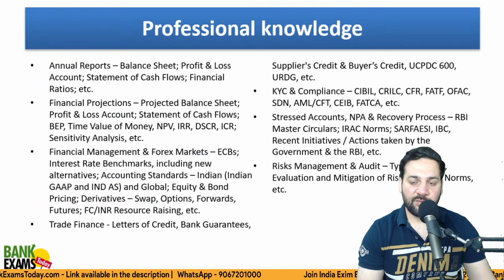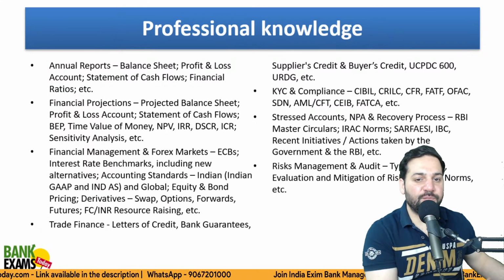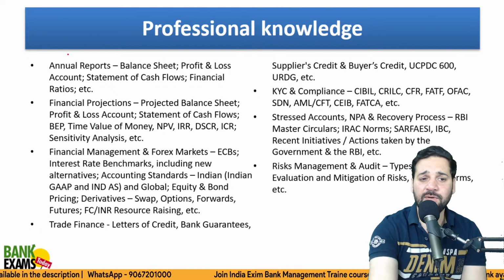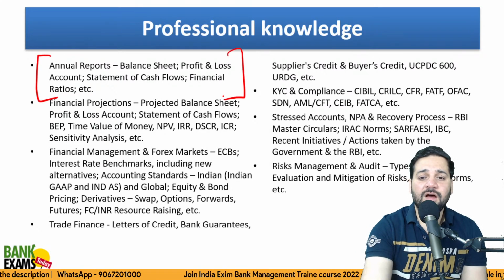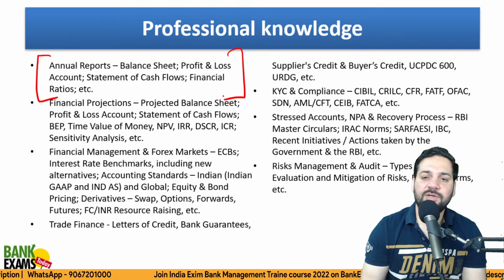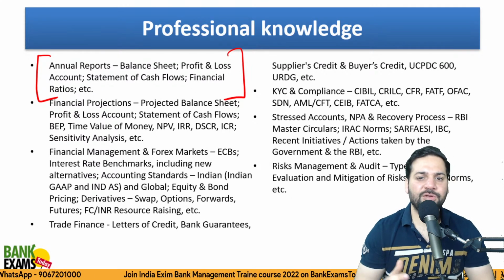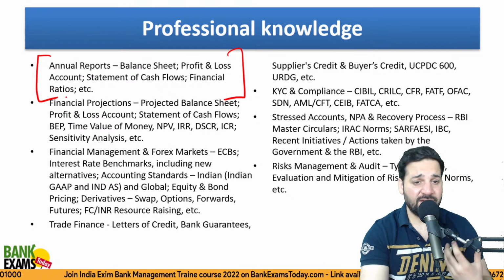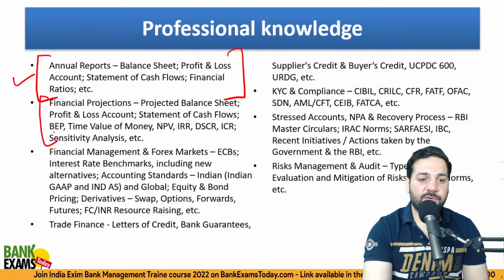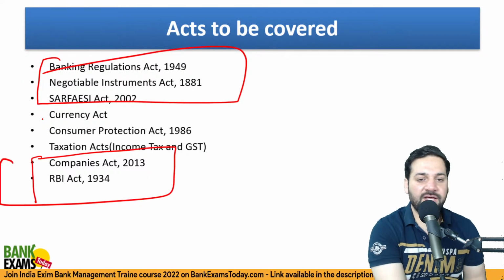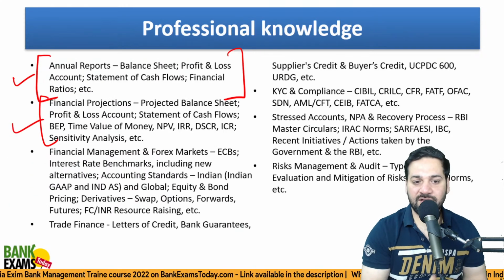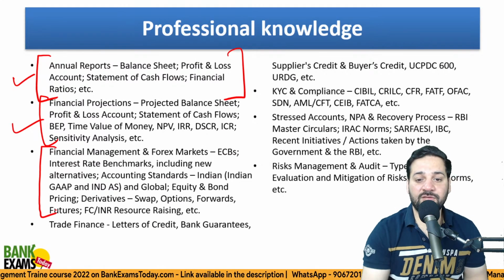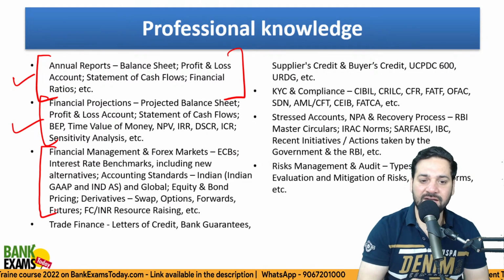Okay. The professional knowledge as per the official syllabus. I have already discussed that, but I'm doing it again. Annual reports are there. You're not supposed to write the journal entries, but you should be able to understand the balance sheet, the profit and loss account, statement of cash flows, financial ratios. This is necessary. Then financial projections. In the financial projections, I have already explained the capital budgeting is there. Okay, the whole capital budgeting. The financial market and the forex market, the ECBs, we have already covered that.